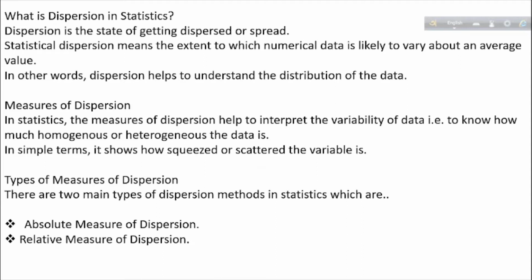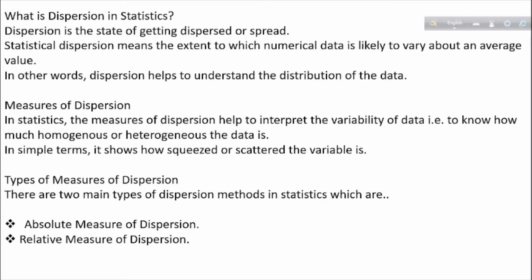Let's start. What is dispersion in statistics? Dispersion is the state of getting dispersed or spread. Statistical dispersion means the extent to which numerical data is likely to vary about an average value. In other words, dispersion helps to understand the distribution of the data.